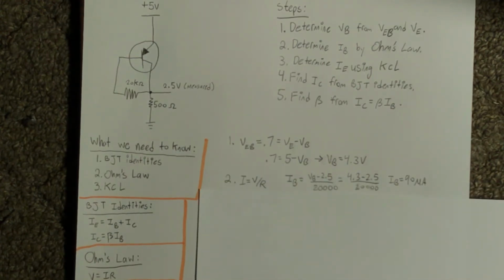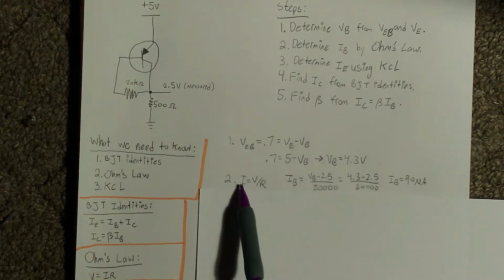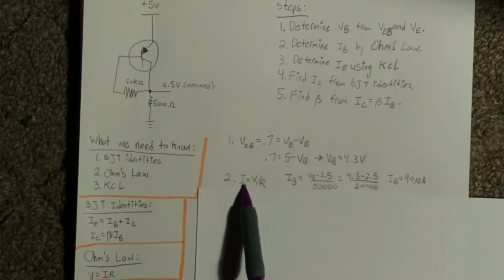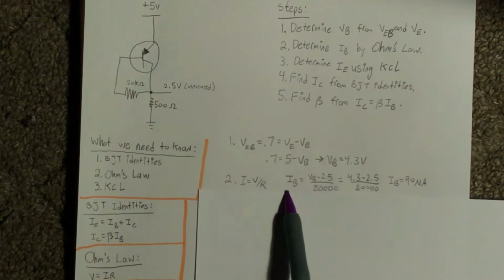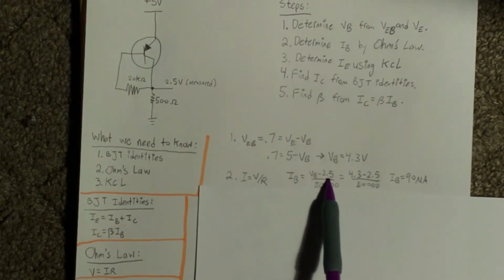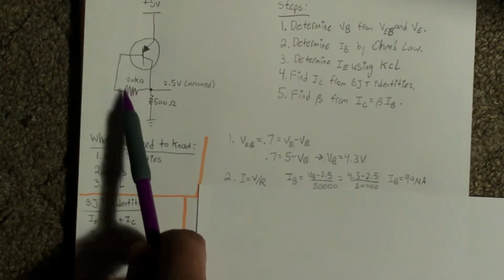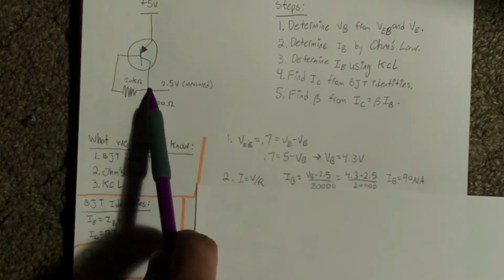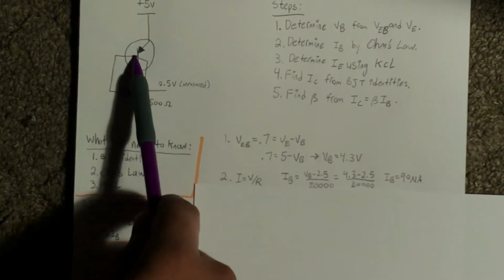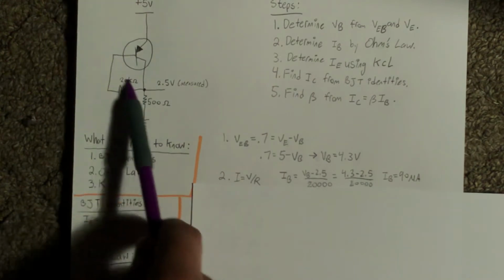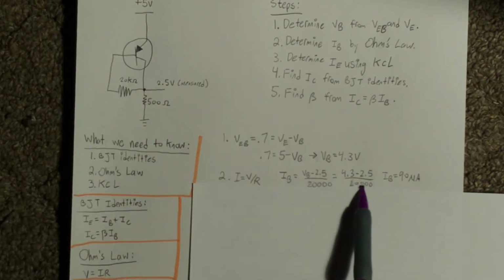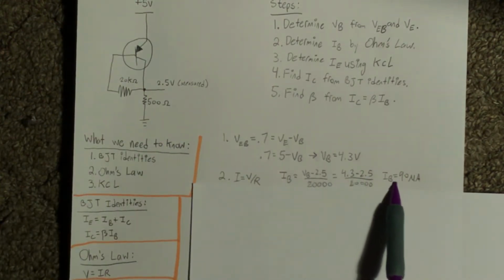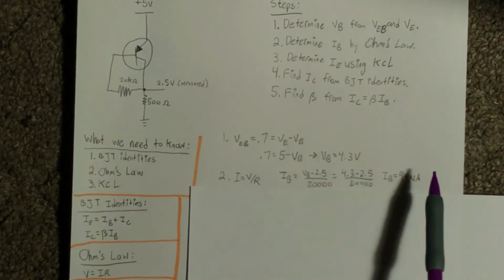All right, step 2, determine IB by Ohm's law. So we can rewrite Ohm's law, as you know, as I equals V over R. And IB equals VB minus 2.5 over 20K. So that's this right here. So this is 2.5, and VB is up here. And so this is a pretty simple Ohm's law. And this gives us an IB of 90 microamps.